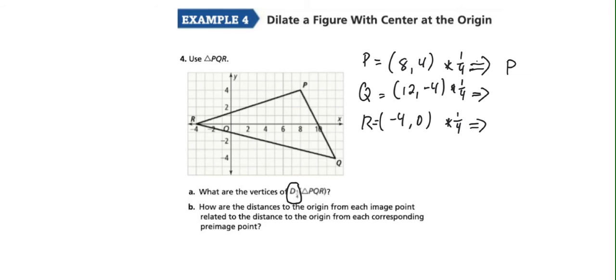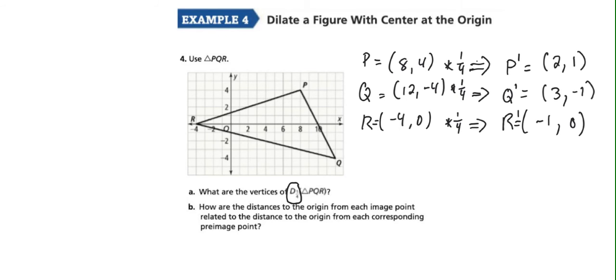Now for our P prime, we're going to get 8 times a fourth is 2, 4 times a fourth is 1. Q prime: 12 times a fourth is 3, and -4 times a fourth is -1. And then R prime: -4 times a fourth is -1, and 0 times a fourth is 0.